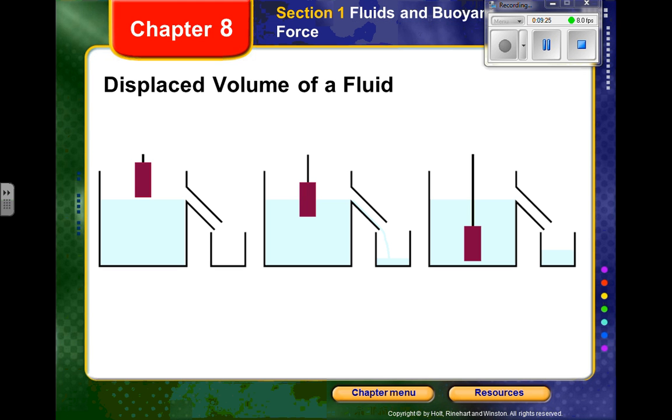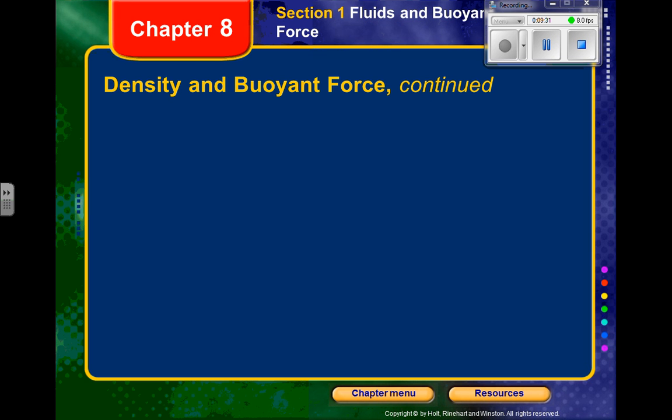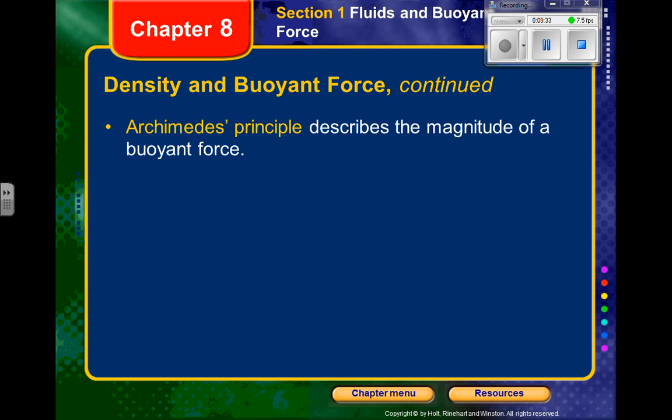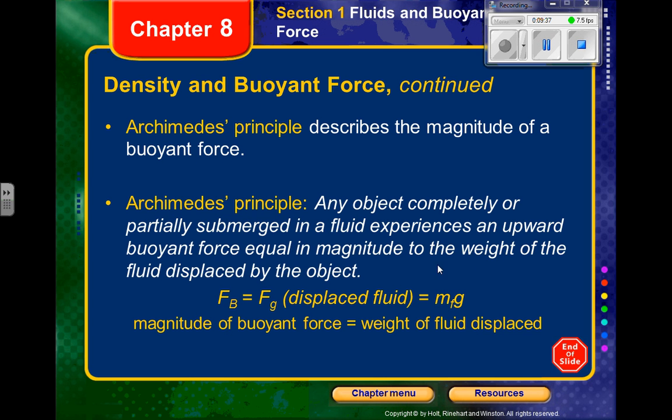It's got a really big volume. Even though it's got a big mass, it's got a really big volume so that it can float in water. It's pretty awesome. The Archimedes principle describes the magnitude of buoyant force. Any object completely or partially submerged in a fluid experiences an upward buoyant force that's equal in magnitude to the weight of the fluid displaced by the object.